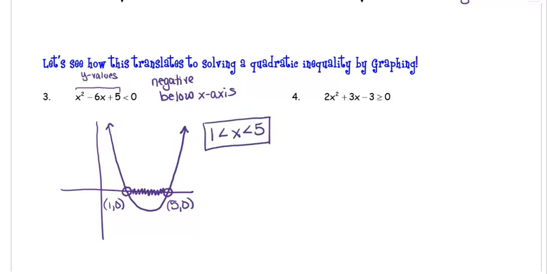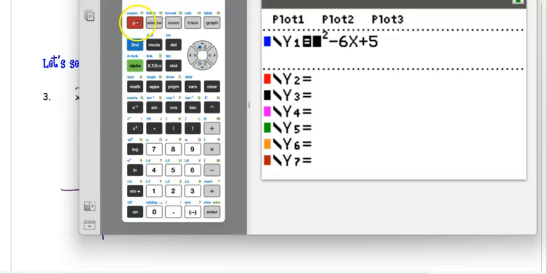So I've just gone ahead and I've solved this graphically. Let's take a look at number 4. 2x squared plus 3x minus 3 is greater than or equal to 0. Well, if it's greater than or equal to 0, I want positive values. I want to know when the graph is above that x-axis. So let's graph this equation.